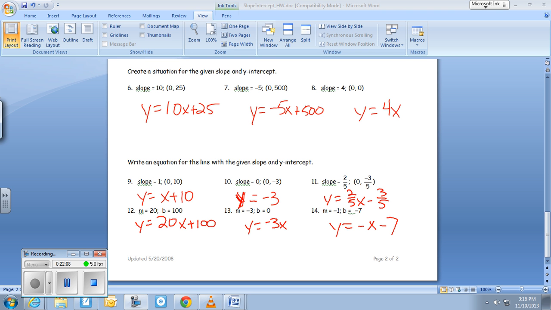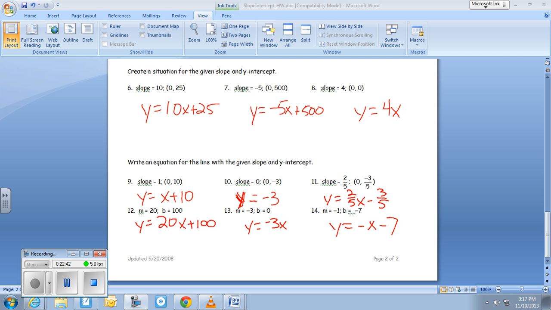All right, finishing out this page, number 6. I'm just going to go ahead and do slope-intercept form. No need to create situations. I mean, you can make up just about anything you would want to. For number 6, the slope is 10. My y-intercept is at 25, so y equals 10x plus 25. Number 7, y equals negative 5x plus 500. And number 8 is just y equals 4x. My y-intercept is at 0, so I don't need to put plus 0 at the end there.